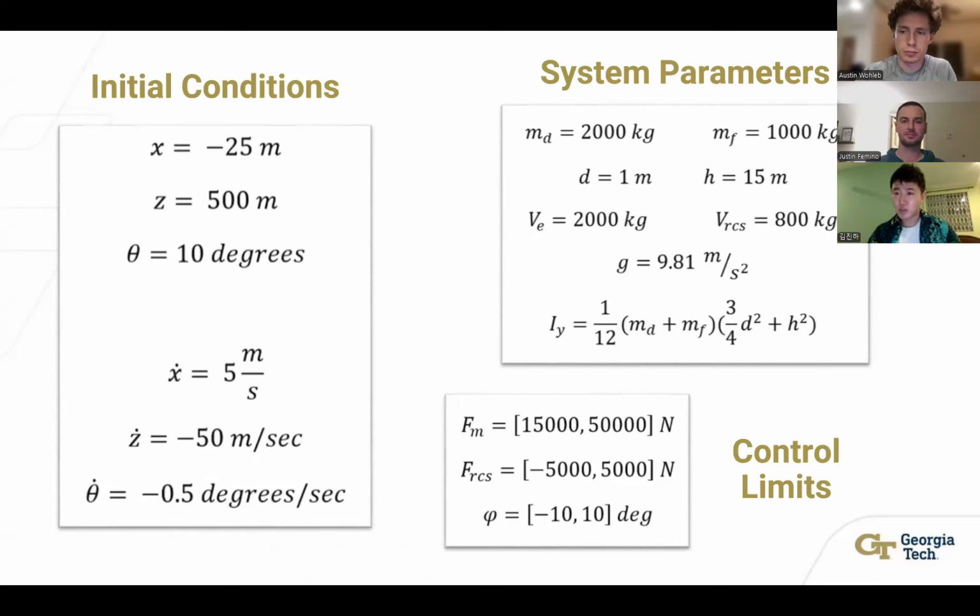We also put limits on Fm, FRCS, and phi, with a simple limit from -10 to 10 degrees. The dynamics are highly nonlinear due to trigonometric coupling and time-varying mass as fuel burns. So our main objective is to optimize the fuel consumption. Next.